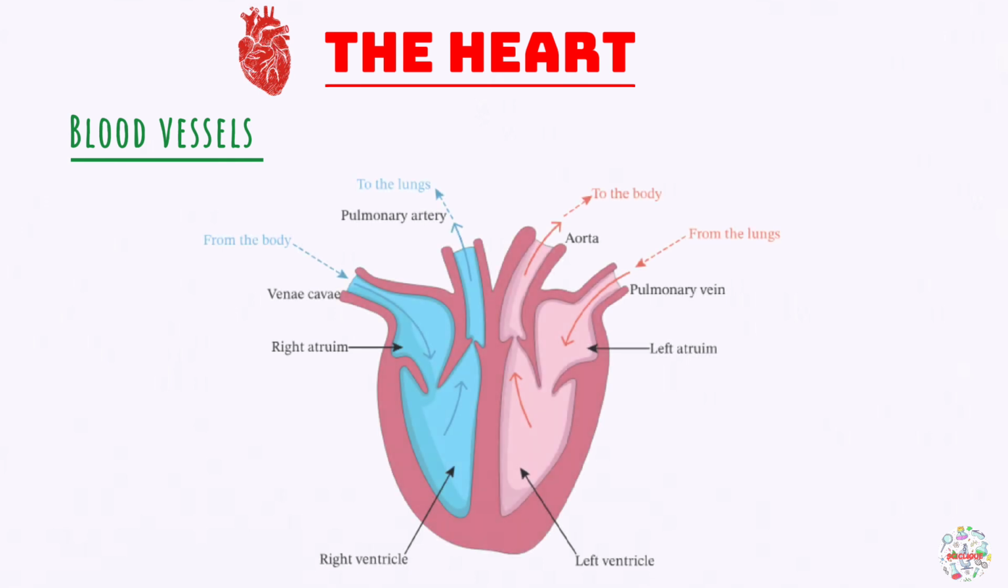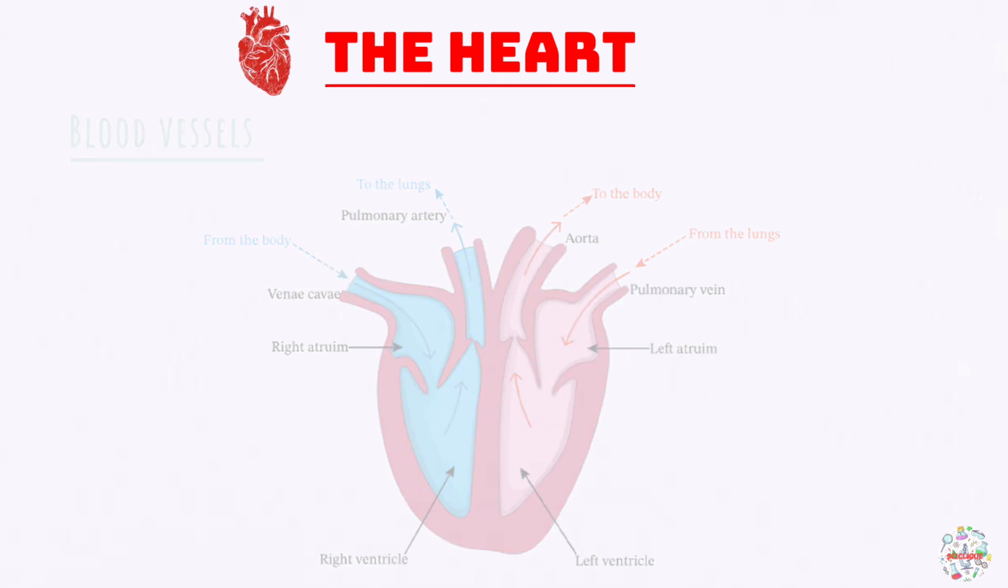Now, the heart itself is also connected to 4 main blood vessels, 2 veins and 2 arteries. So we have the vena cava and we also have the pulmonary vein. These are the veins. We also have the pulmonary artery and the aorta. The vena cava transports blood from the body to the heart. The aorta transports blood from the heart to the rest of the body. The pulmonary artery transports blood from the heart to the lungs. Pulmonary vein, on the other hand, transports blood from the lungs to the heart.